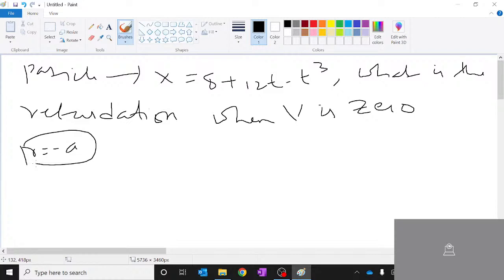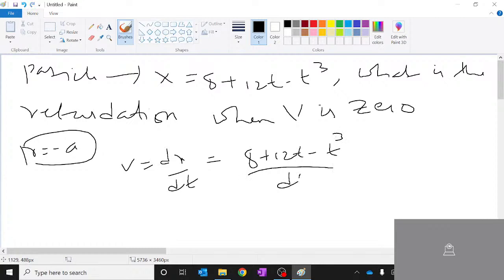Now from this equation straightaway you can find out the velocity equation, which is v is nothing but dx by dt, which is nothing but 8 plus 12t minus t cube divided by dt, correct, as simple as that. Now what is the differentiation of 8? Constant, 0. 12t is nothing but 12, and t cube is nothing but 3t square, so it is 12 minus 3t square, correct.